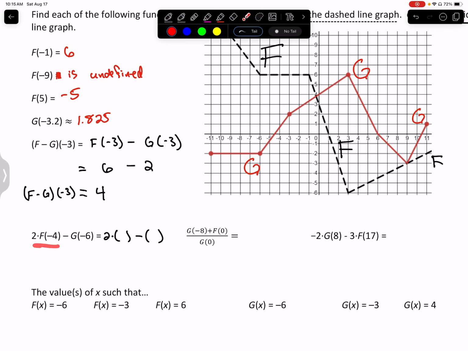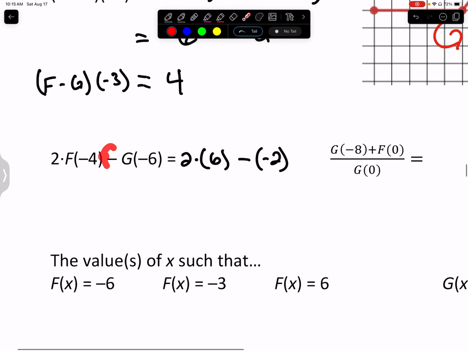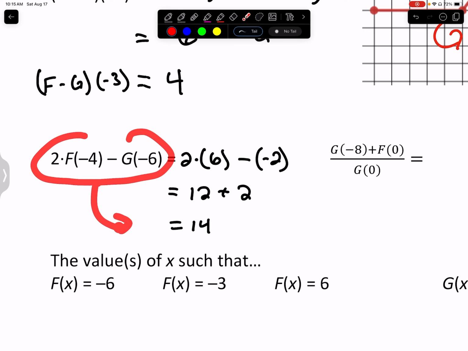So what's f of negative 4? Over here is negative 4. F is the dash. That's 6. Well, we have used that 6 a lot. And then minus g of negative 6. Here's negative 6. For g, that's a negative 2. To be clear, this subtract is what this subtract is. This is a negative 2 because it went below the x-axis. So subtracting a negative is like adding a positive. So this is equivalent to saying 12 plus 2, because 2 times 6 is 12. That sum is 14. In the perfect world, we would write this again down here.